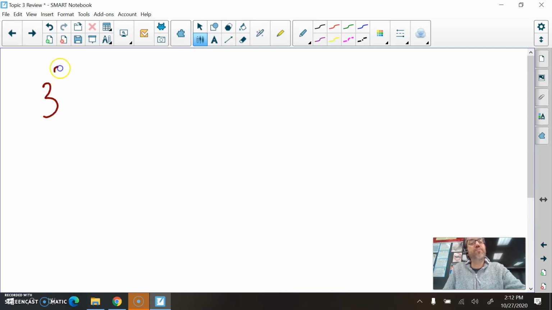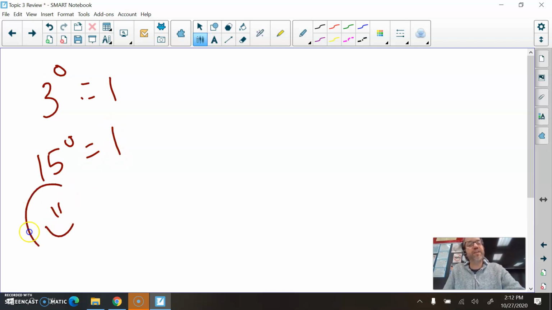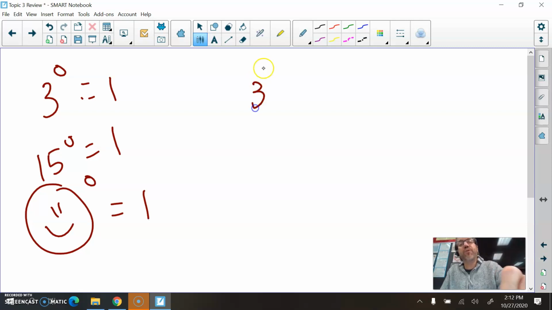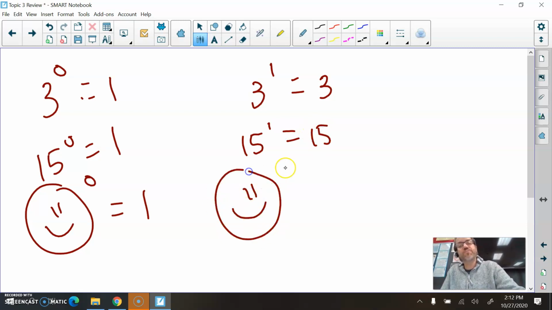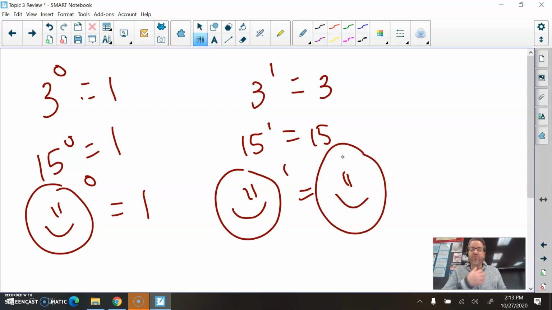So if you have 3 to the power of 0, that's 1. If you have 15 to the power of 0, that's 1. If you have smiley face to the power of 0, that's equal to 1. Okay, and if you have a number that's to the first power, like 3 to the first power, that will just equal the number that you're working with, 3. 15 to the first power is 15. Smiley face to the first power is smiley face. Okay, so hopefully you get the idea of how that works.